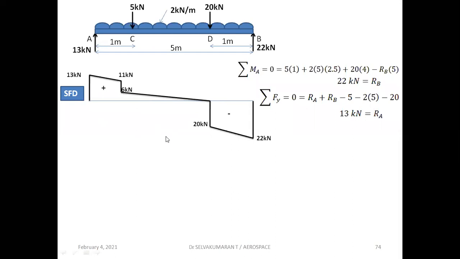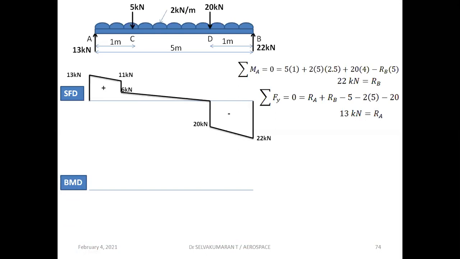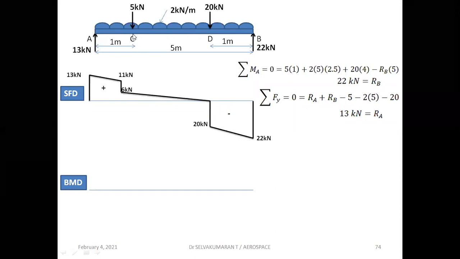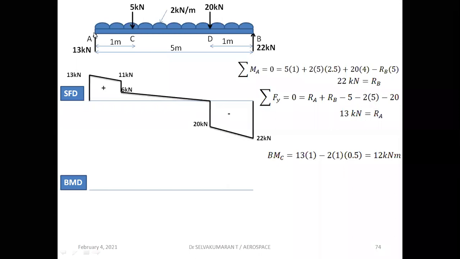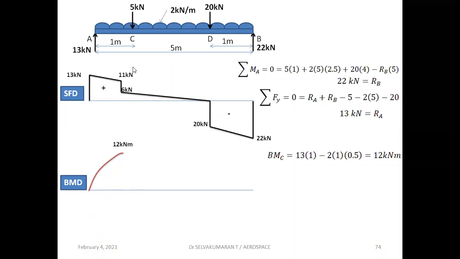Now let us plot the bending moment diagram. We know that the bending moment at A and B are 0. How to find the bending moment at C? Bending moment at C, 13 into 1. We are proceeding from left hand side, clockwise positive, anti-clockwise negative. 13 into 1 minus 2 into 1 into 0.5, that is nothing but 12 kilonewton meter, the bending moment value at C. And the bending moment diagram is a parabola because of UDL.